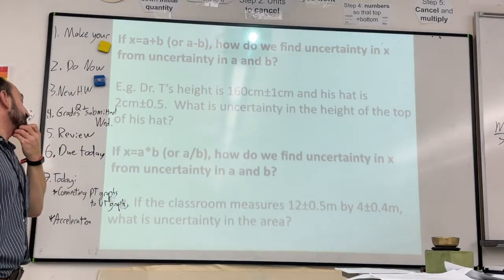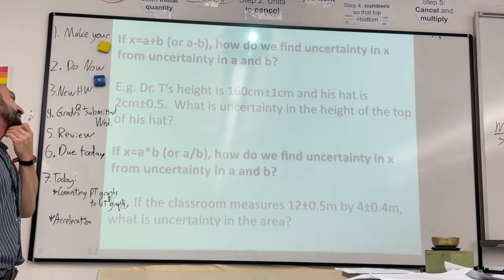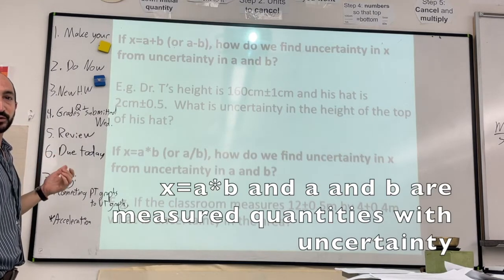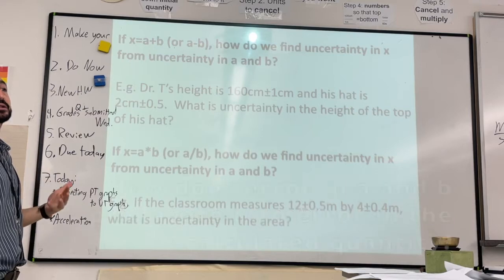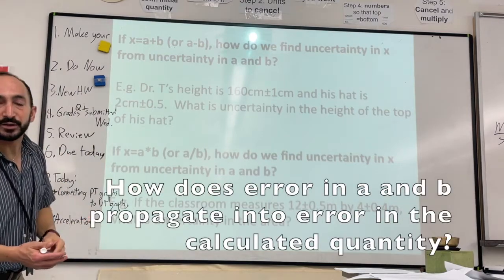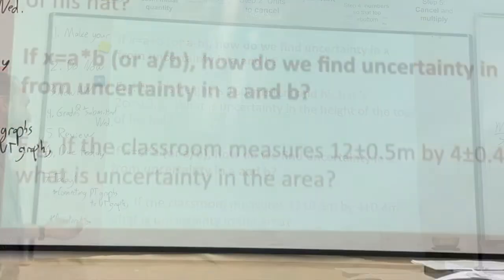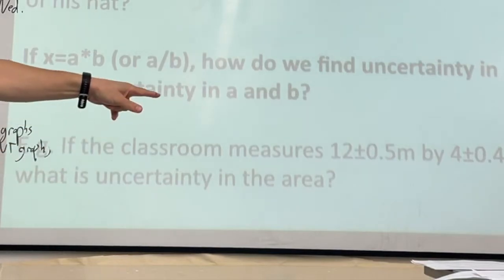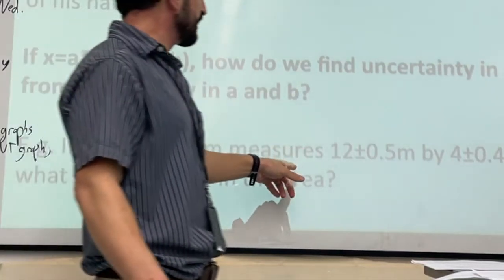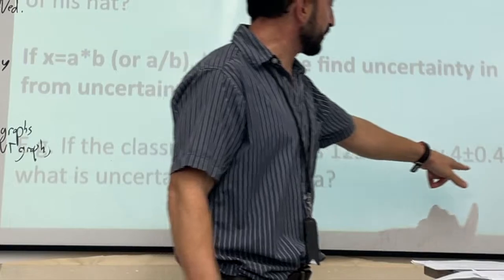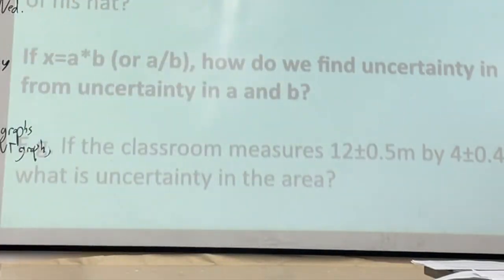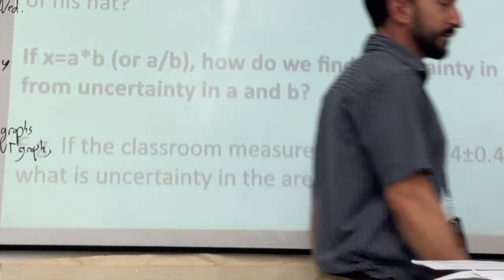What about multiplication or division? What about if I'm multiplying two things together and each of those things has some uncertainty to it? How does that propagate into the error that I might get in the answer? For example, suppose my classroom is 12 meters by 4 meters, and the length has an uncertainty of a half meter, and the width has an uncertainty of 0.4 meters. What's the uncertainty in the area that I get by calculating?